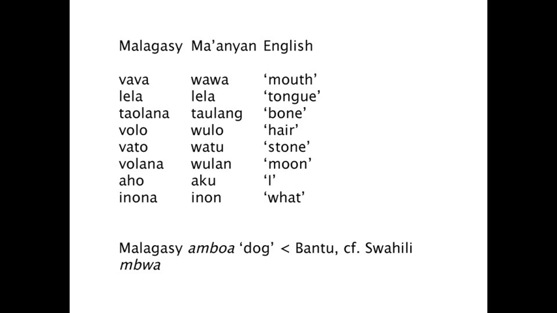However, speakers of Malagasy have interacted with speakers of Bantu languages from the mainland, interacted linguistically, so that, for instance, the Malagasy word for dog, or one of the words for dog, ambwa, is a loan from Bantu. Compare the Swahili word mbwa. It's hard to tell exactly which Bantu language the word was borrowed from because the relevant Bantu languages are all very similar, but at any rate, the Bantu origin is very clear.